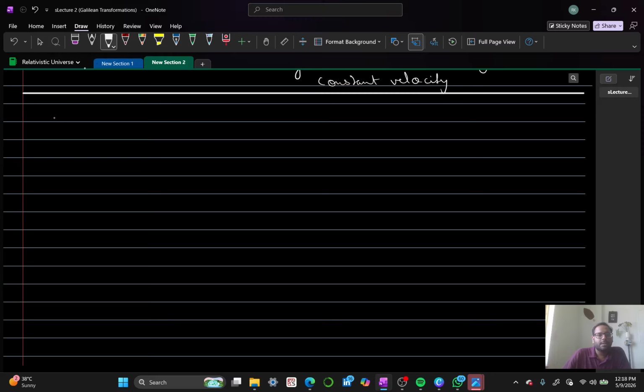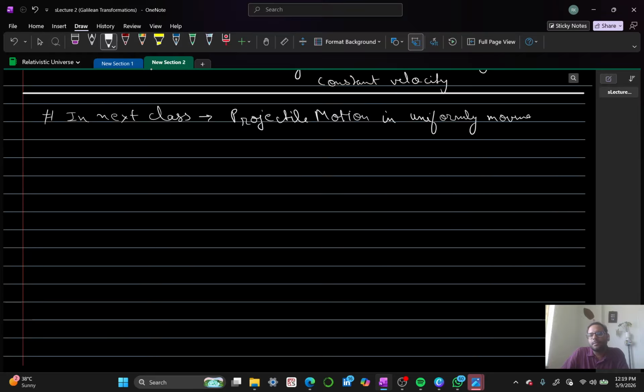We will end this class now. In the next class, we will see an example of this Galilean relativity, that is, projectile motion in a uniformly moving train.